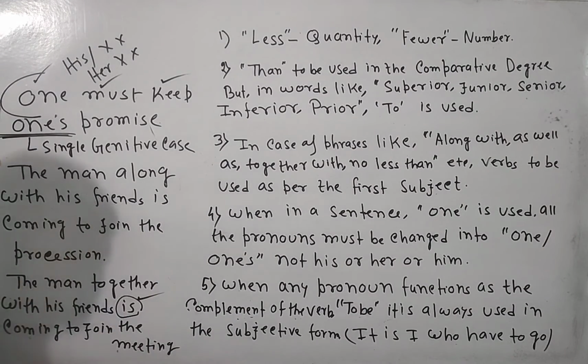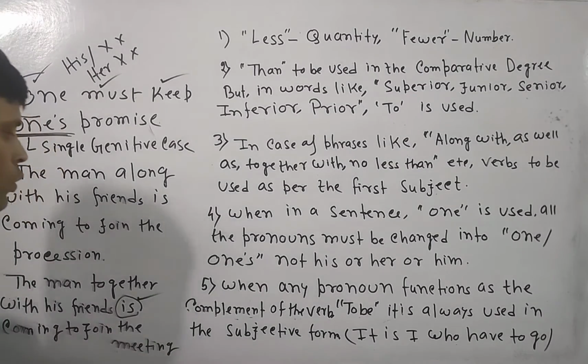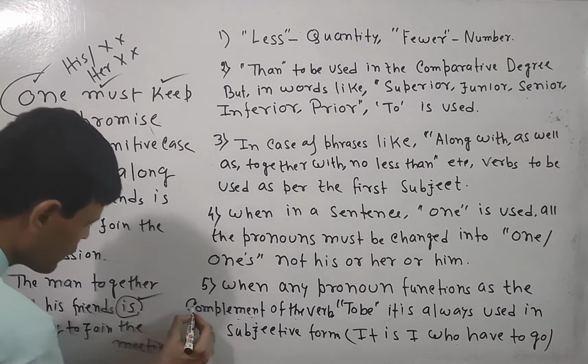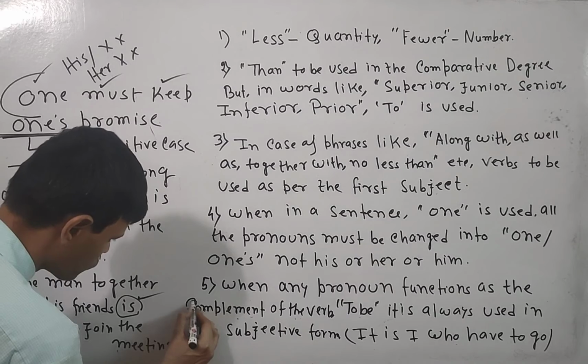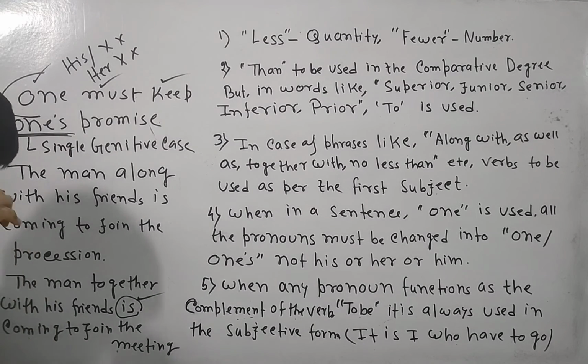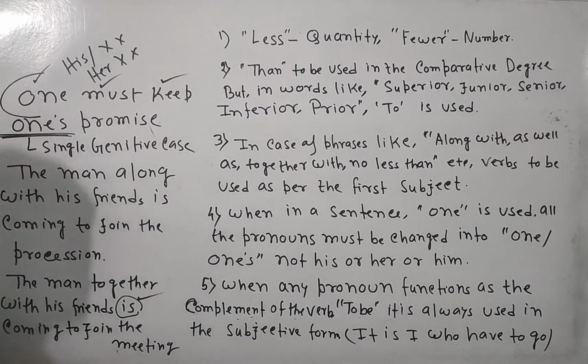Now if I just look over the last rule of the class: when any pronoun functions as the complement of the verb to be, it is always used in the subjective form. Now what is the meaning of it? Again I am going to read over the rule.